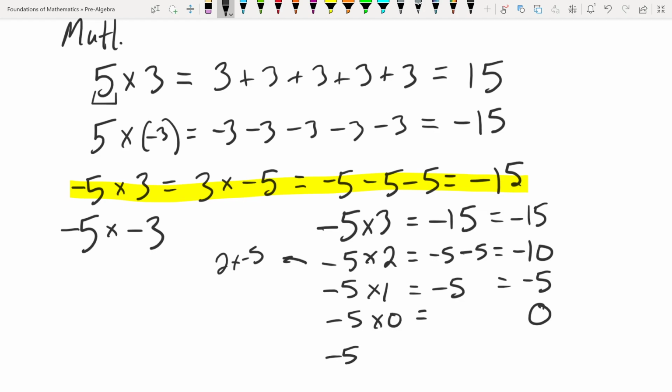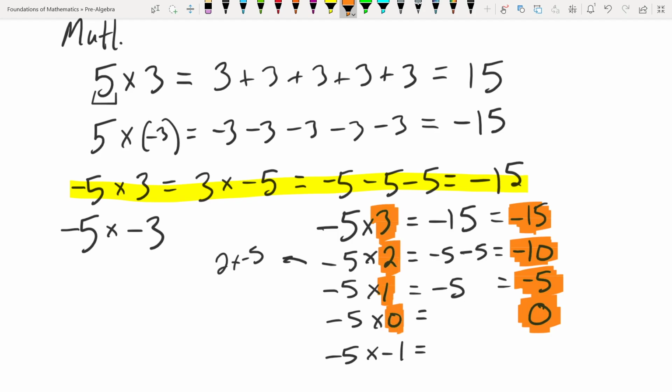So following this pattern, negative 5 times negative 1, right? We have negative 15, negative 10, negative 5, 0. When we multiply negative 5 by 3, 2, 1, 0, what do you expect should happen for this next part? To keep the pattern going, we would expect it to be 5. In other words, a negative times a negative equals a positive. This is just a declaration we make in mathematics. Thankfully, it has stood the test of time for a very, very long time.